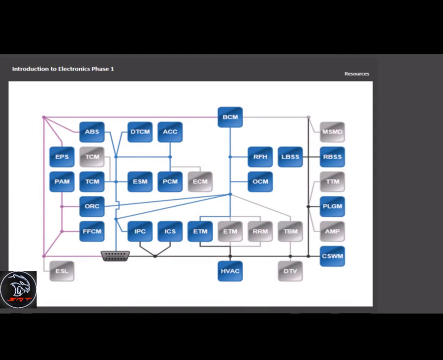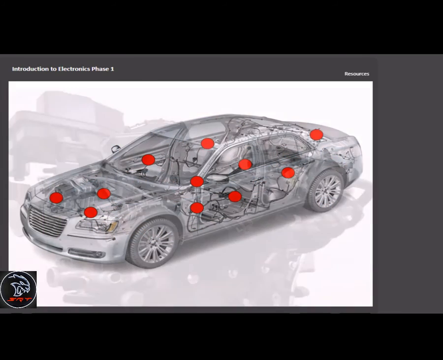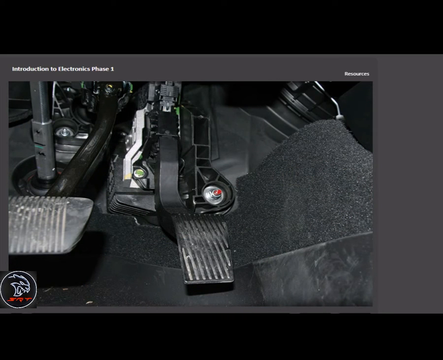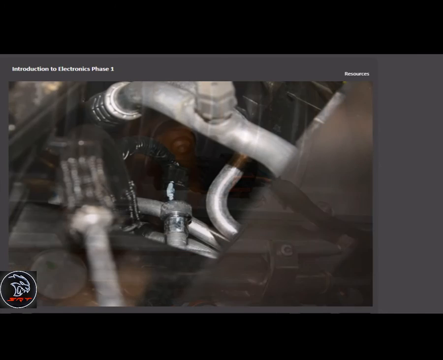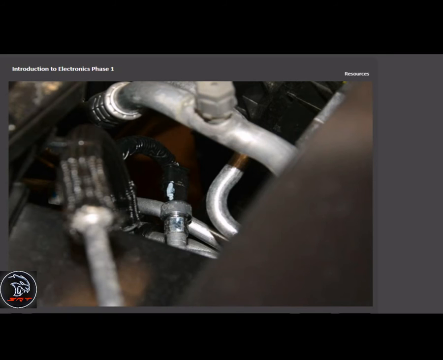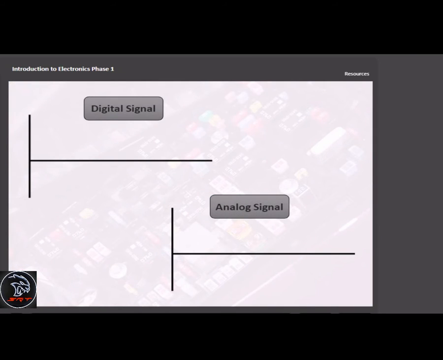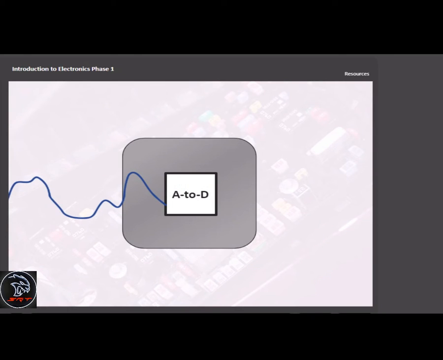Control modules receive input information from various switches and sensors: throttle position sensors, or TPSs, accelerator pedal position, or APP sensors, manifold absolute pressure, or MAP sensors, and the AC pressure sensor are just a few examples of inputs used by a powertrain control module, or PCM. Input signals are either digital or analog. However, analog signals are converted into digital signals using an analog-to-digital, or A-to-D, converter inside the module.